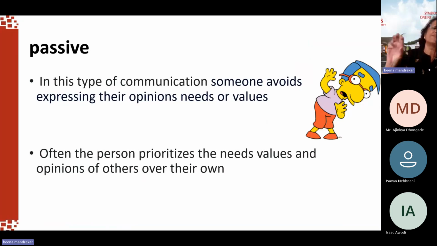Okay. Passive. In this type of communication, someone avoids expressing their opinions, needs, and values. We have very poor self-esteem or feeling about ourselves. We'll say, okay, if you want me to stay, I'll stay. Tonight we have to stay late. But I had promised my wife. No, you have to stay late. Okay. Often the person prioritizes the needs, values, and opinions of others over their own. We feel that we are not important. Someone shouts at us. Okay, we'll do it.